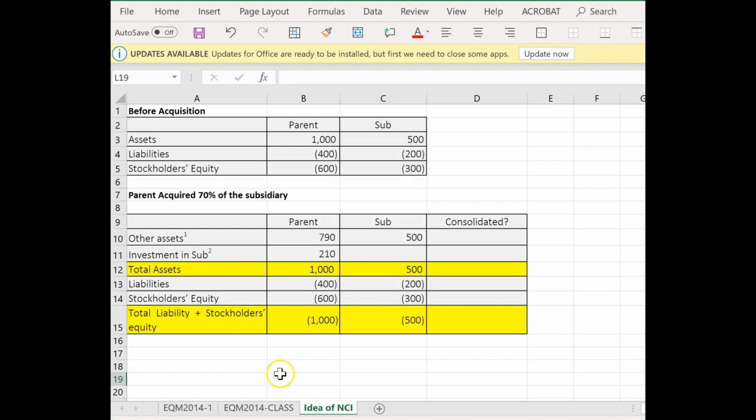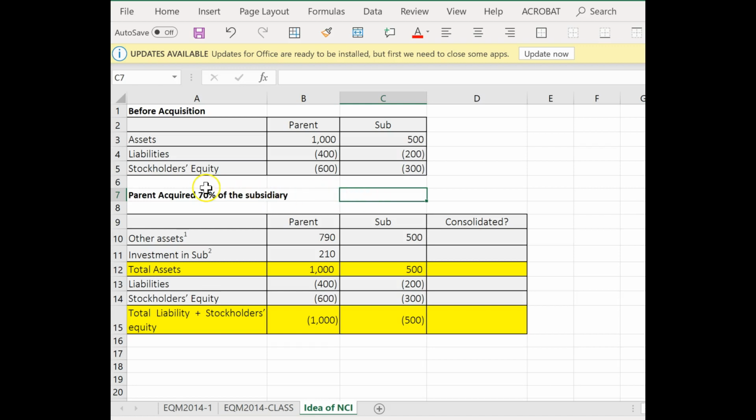So let's take a look at a very simple example. In this example, before acquisition, the parent company had $1,000 of assets, 400 liabilities, and 600 stockholders' equity. The subsidiary, for simplicity, is half the size of the parent, so everything is in half. This is before acquisition. Let's assume the parent company acquires 70% of the subsidiary without paying any premium, which means it doesn't have any fair value excess of any assets and liabilities. It also pays only what the book value is worth.